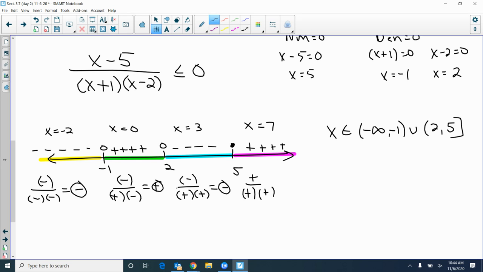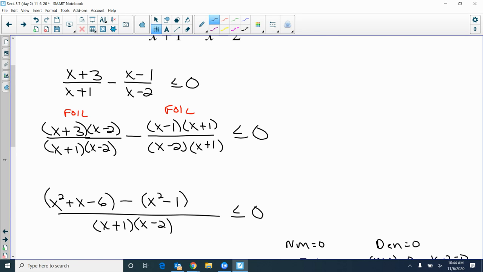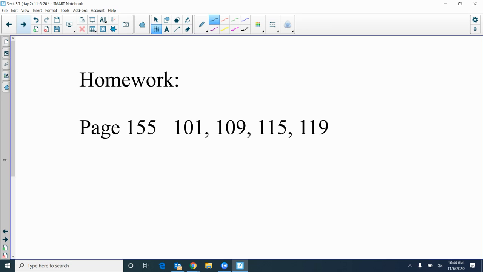All right. Hardest thing can be getting those common denominators. Just dealing with fractions. Okay? That's what's going on there. All right, page 155. You've got 4 problems.